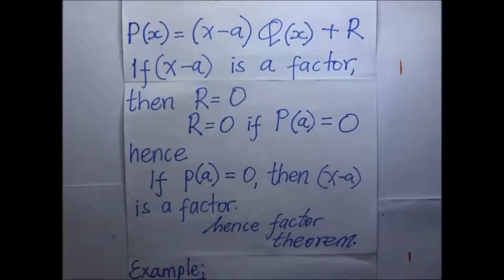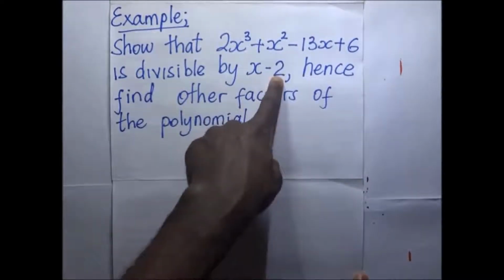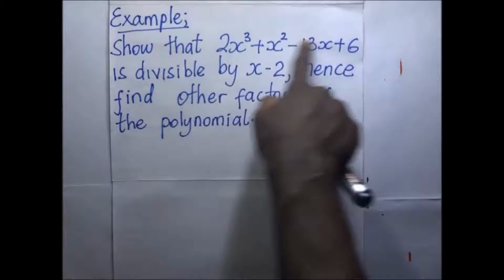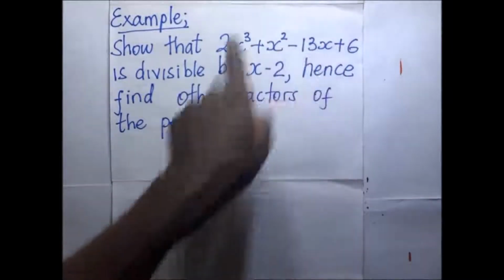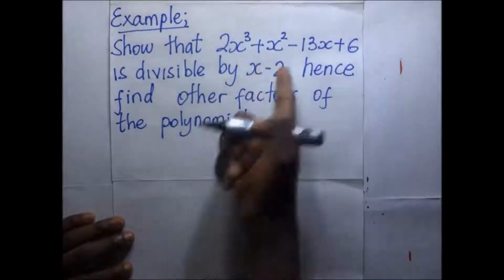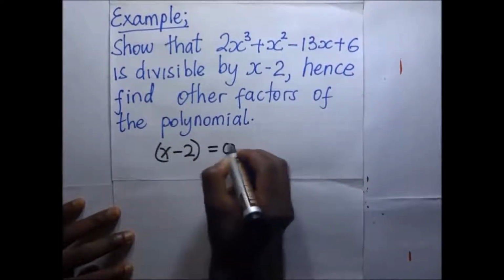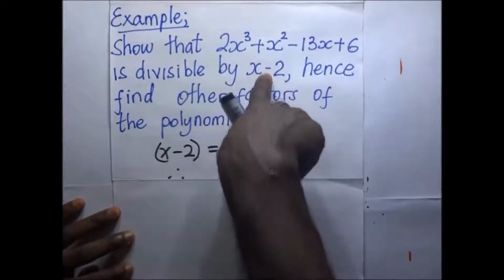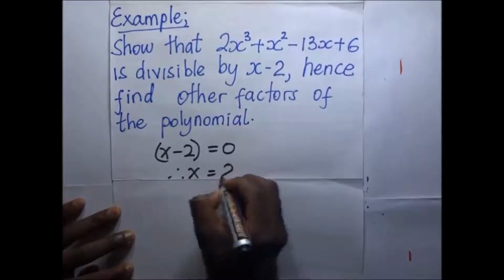So let's do an example. Looking at that example, they're telling us to show that this polynomial is divisible by x minus 2. Hence, find the other factors of the polynomial. So if this polynomial is divisible by x minus 2, it means x minus 2 should be equal to 0. Therefore, if we are to show that this factor can divide this completely, it means that our value of x should be equal to 2.